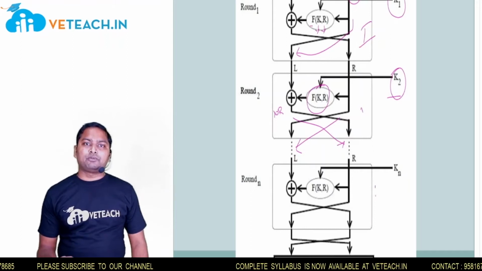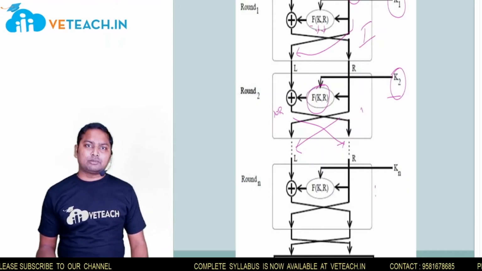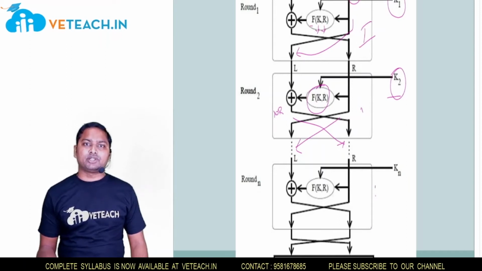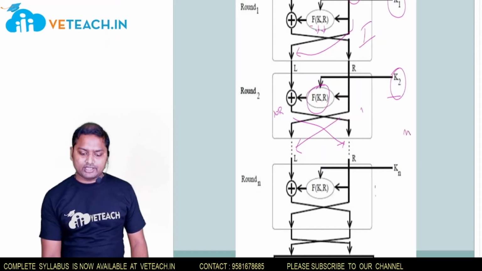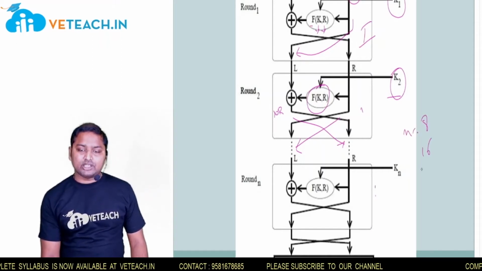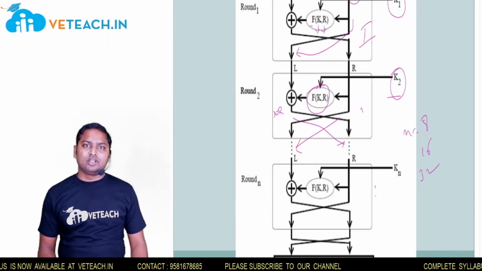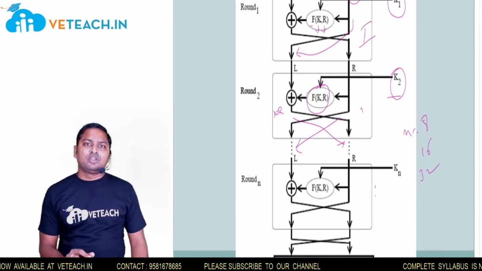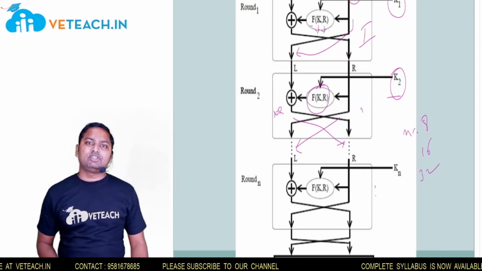So maybe for some block ciphers the n value is 16, for some algorithms it is 8, sometimes it is 32. That depends on the number of rounds. So the n value is sometimes 8, 16, 32, and that depends on the given plain text size. So this is the Feistel structure. Every block cipher algorithm follows this structure.